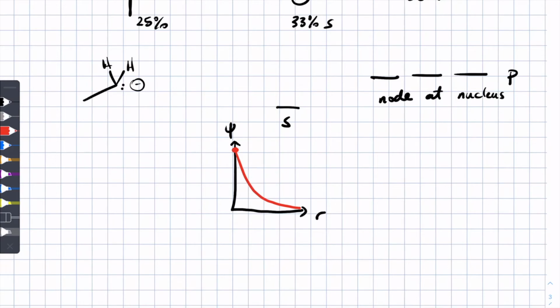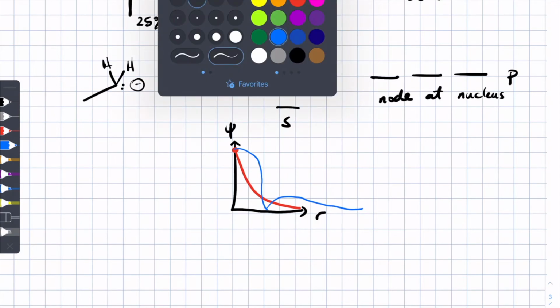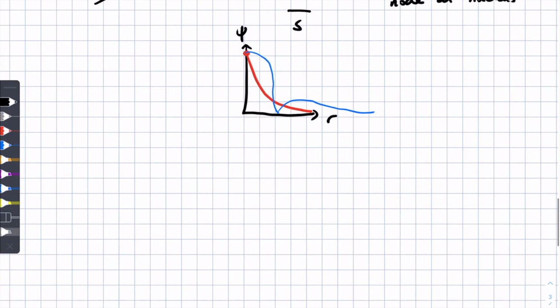Of course, a 2s orbital looks a little bit different. It has a node at a certain radius after the nucleus and then picks up again and tails off, but it still has a large finite electron density at the nucleus. In contrast, if we're to look at a p orbital, and in this case, let's be looking at the p orbital along its longest axis.